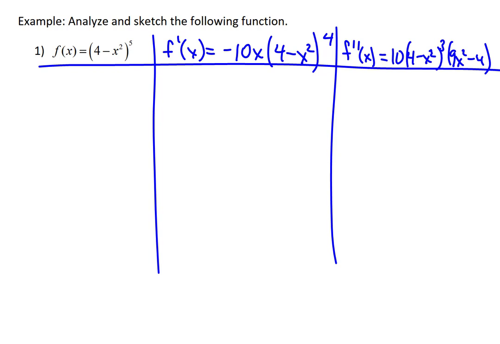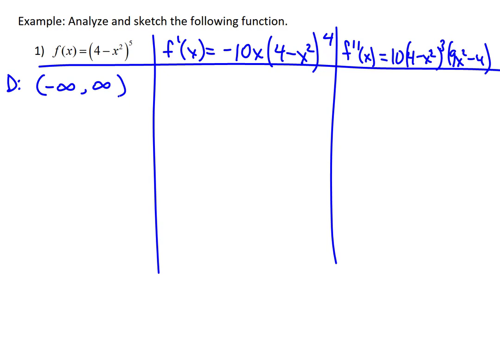So we said above that the original function f of x can be useful for finding the domain. Let's go ahead and do that. Notice this function is just a polynomial function. 4 minus x squared all to the 5th has a domain of all real numbers. There's nowhere that is undefined, as could be explored.